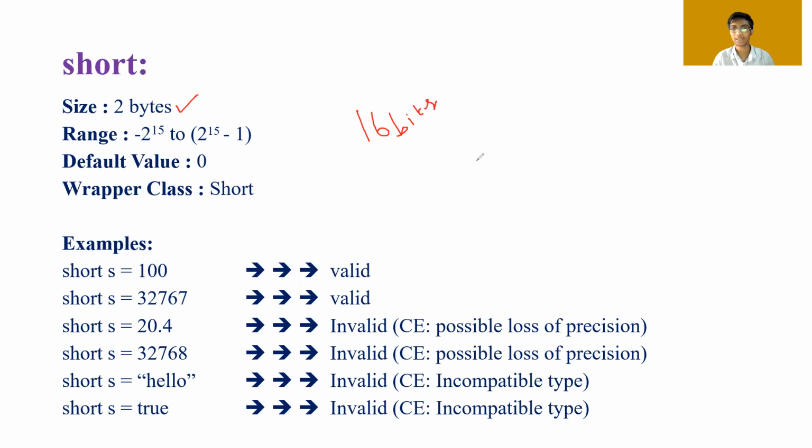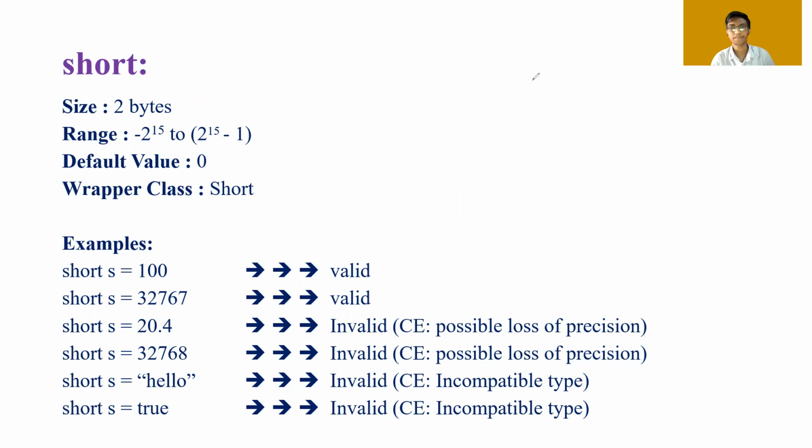You can represent it like this: minus 2 to the power of (number of bits minus 1). Okay, this was the minimum one. The maximum one is 2 to the power of (number of bits minus 1), minus 1. See, if n is 16, it is 2 to the power 15 minus 1. In this way you can represent any range. The default value is 0 here also, and the wrapper class is Short. Okay, Short is the wrapper class.